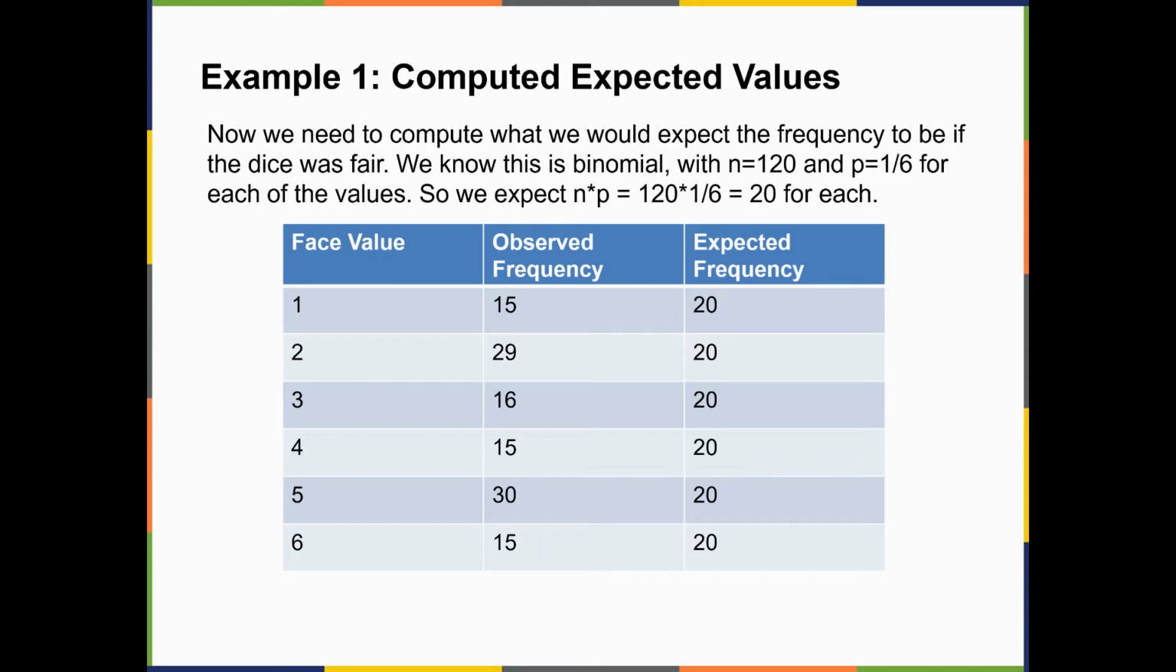Well, now what we need to do is compute what we would expect the frequency to be if the die was fair, or if we assume the null hypothesis is true. Remember, a die is binomial with n equal to 120 and p equal to 1/6 for each of the 6 values. So we expect about 120 times 1/6 for each of those, which is conveniently 20. I set it up that way. So if we rolled a die 120 times, we expect to see about 20 of those to be 1s, 20 of those to be rolled 2s, etc.